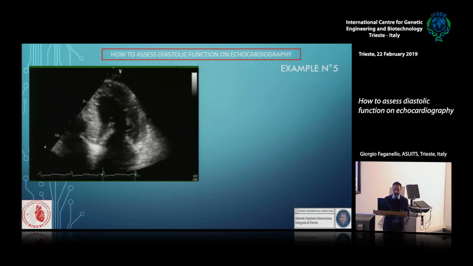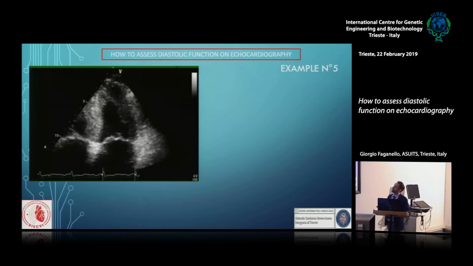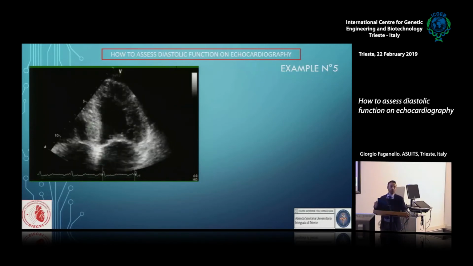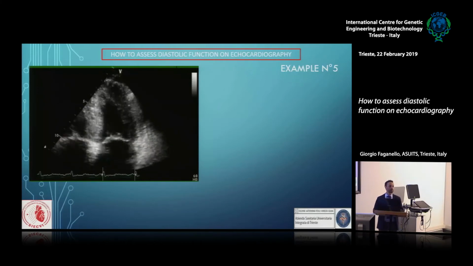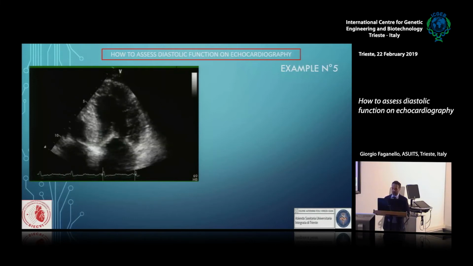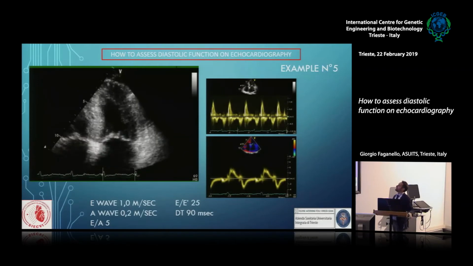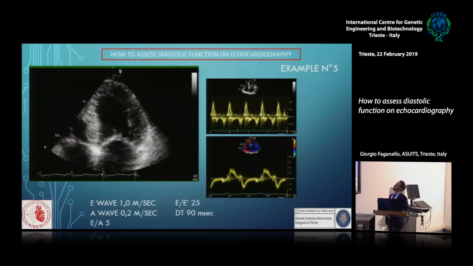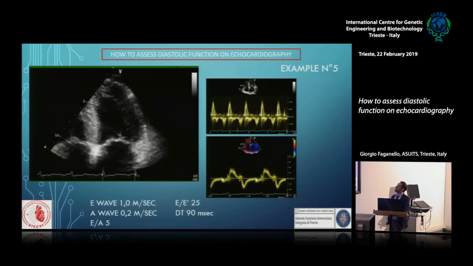A 48-year-old woman, short of breath, no cardiovascular risk factor. The left ventricle has normal function, normal ejection fraction, but again, the hypertrophy is very, very important. Pulse mitral inflow: very tall E wave, very short A wave, 1.0 over 0.2.